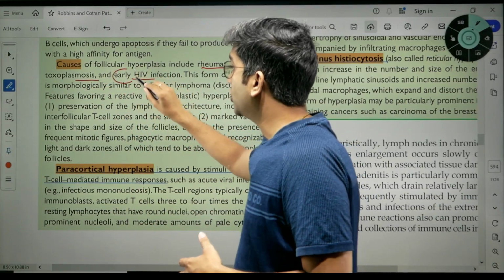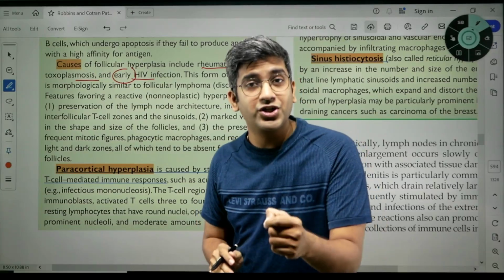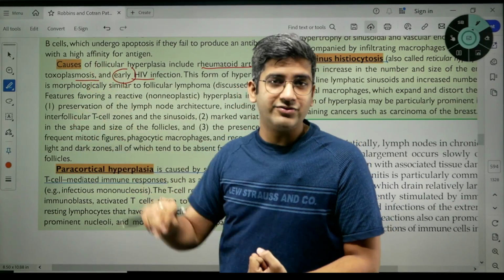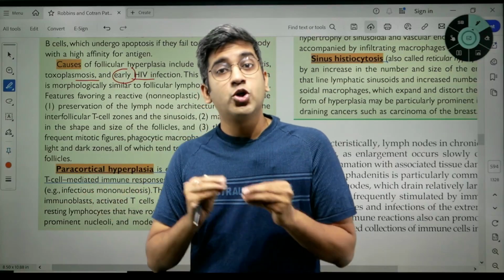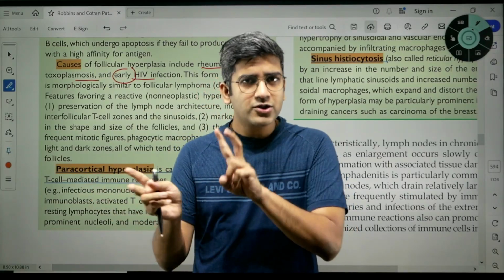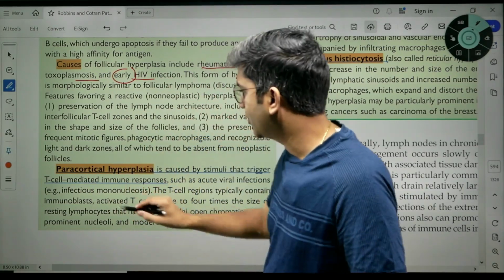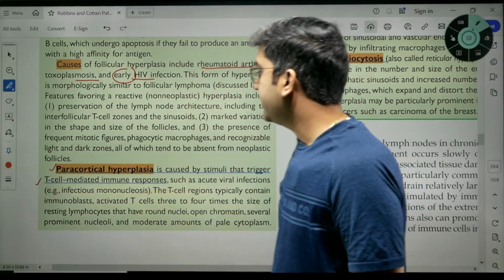Early HIV infection, not the late. Late will have depletion and everything. Early HIV infection will have antibody production against the HIV virus. That's what we use in ELISA to detect it, right? Early HIV infection will have this. These are the conditions that will have chronic follicular hyperplasia in a case of chronic non-specific lymphadenitis. Let's go to the second one. The second one was the paracortical, where we had T lymphocytes, that's all. Second is paracortical hyperplasia, caused by stimuli triggering a T cell mediated immune response.